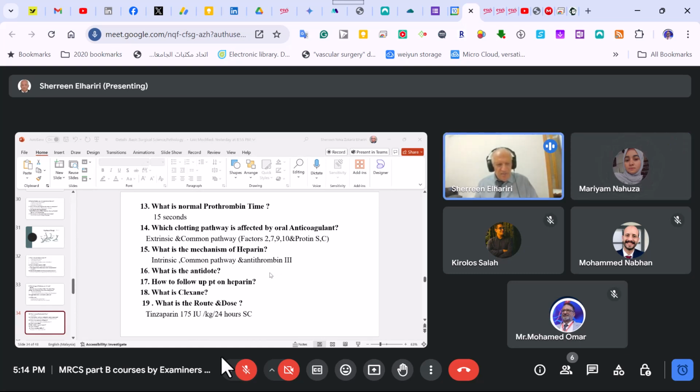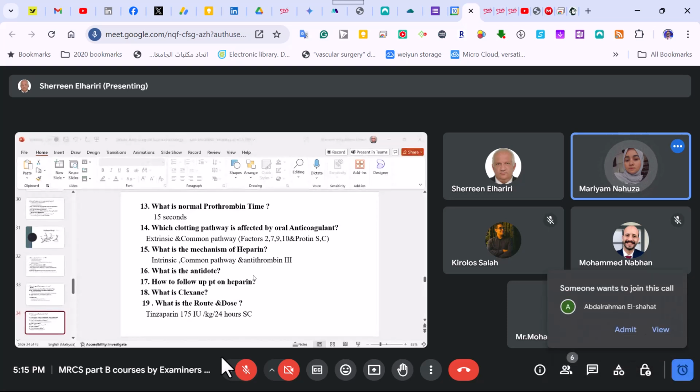So which clotting pathway is affected by oral anticoagulant? Common pathway. Of course, common for all, but common and extrinsic. What are the factors? Factors 2, 7, 9, 10, protein S and C. Yes. Okay. What is the mechanism of action of heparin? So antithrombin 3 inhibition. Which pathway?